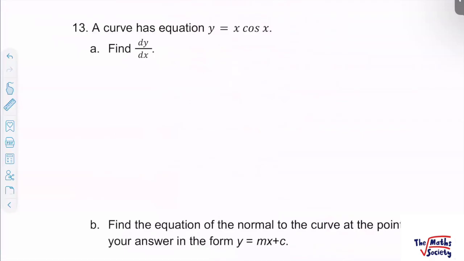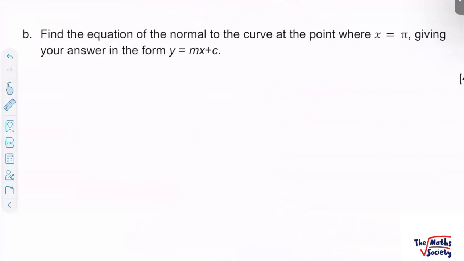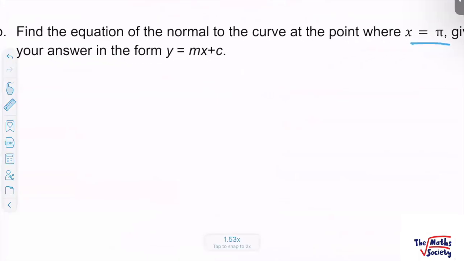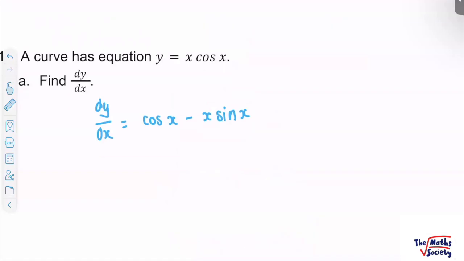So it says that the curve has equation y equal to x cos x, find dy by dx. You're just going to differentiate it. That's equal to x cos x, so that's cos x minus x sin x. It says find the equation of the normal to the curve at the point where x equal to pi. So, in the form, then m is going to equal the expression, which is cos x minus x sin x.